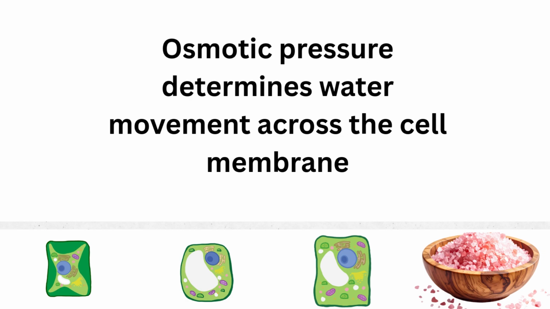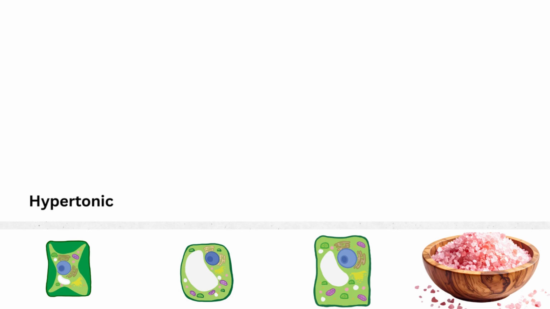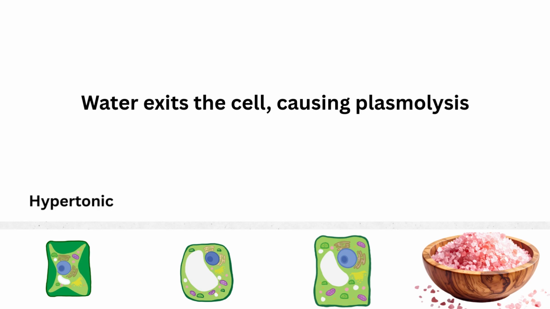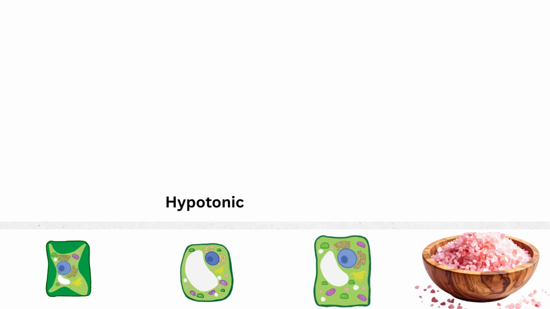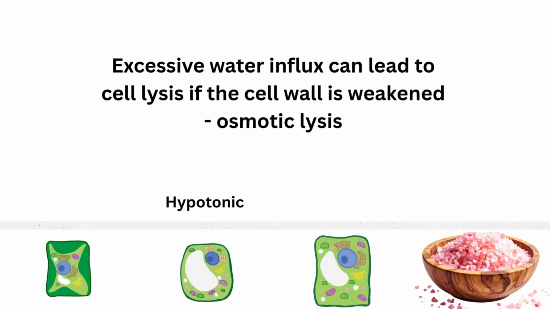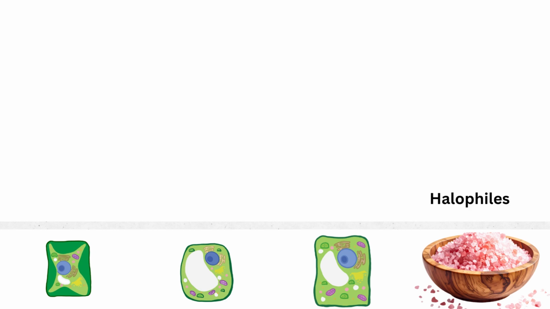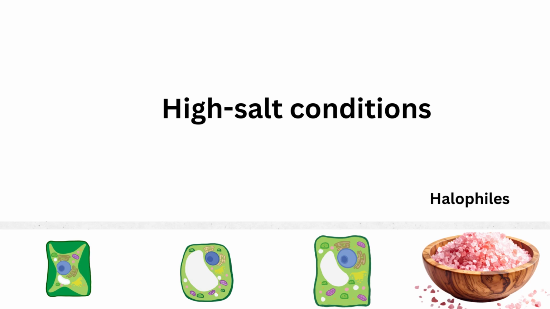Osmotic pressure determines water movement across the cell membrane. In hypertonic environments, water exits the cell, causing plasmolysis. In hypotonic environments, excessive water influx can lead to cell lysis if the cell wall is weakened. Specialized microbes such as halophiles thrive in high salt conditions by maintaining osmotic balance.